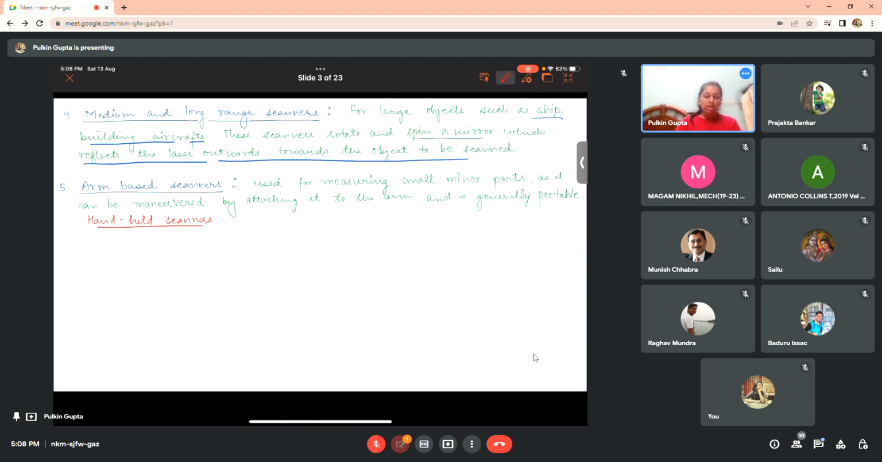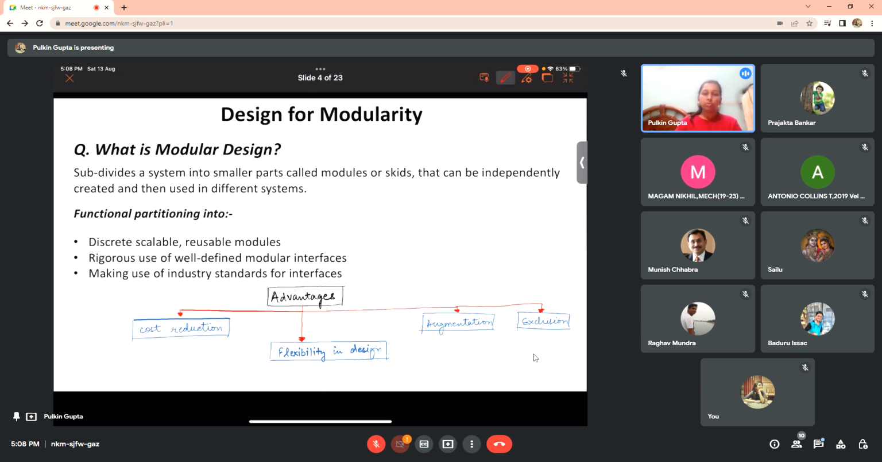Okay, so let us now move to this week's lecture content. So, we'll first go through a brief recap of the contents of this lecture. This week's lecture talks about modularity, or design for modularity, which contains design for manufacturing and design for assembly. So let us first talk about what is a modular design.